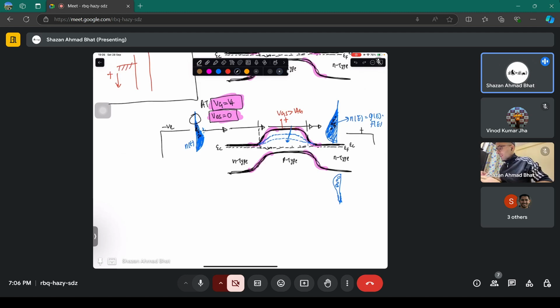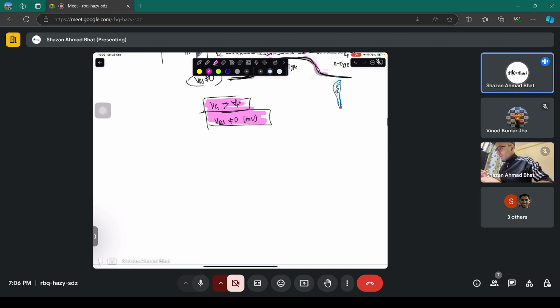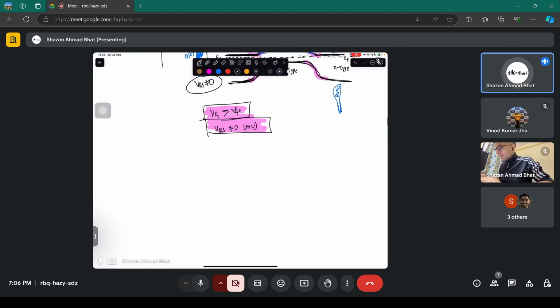But this flow will happen only if VDS is not equal to 0. Now, that means the third case: when VG is greater than threshold voltage and VDS is non-zero but a small value, millivolts. This is the third scenario. Let me keep it the same. What happens because of it? Because now you have lowered the barrier. The barrier is lowered.